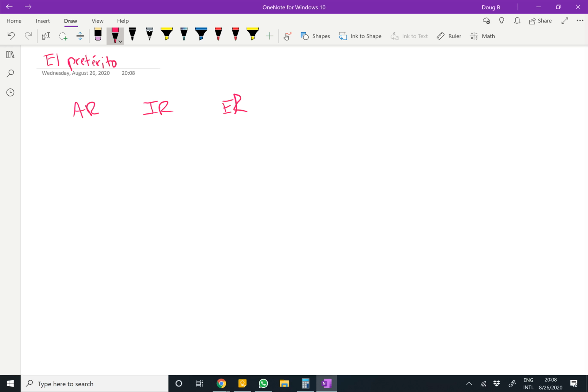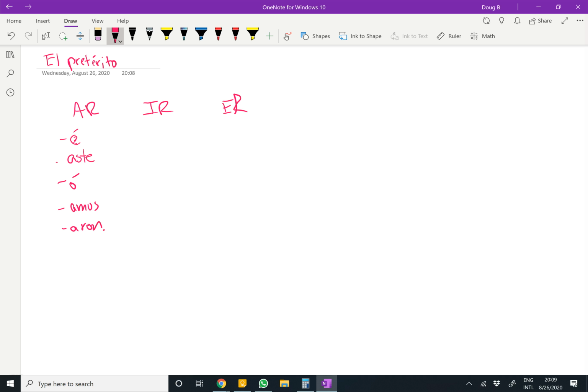For AR verbs, let's go with hablar. First of all, we have yo hablé, with an accent, tú hablaste, habló, hablamos, hablaron.